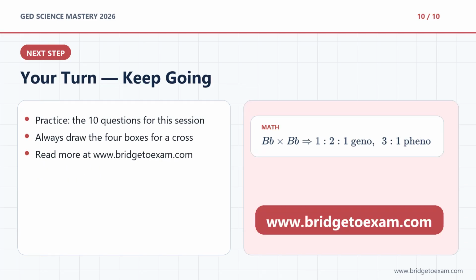Fantastic work today. You can now build a Punnett square, read genotype and phenotype ratios, and explain a carrier. Your practice for this session is the 10 questions attached to this lesson. Answer them from memory, and for any cross question, quickly draw the 4 boxes on scratch paper. It makes the answer obvious.